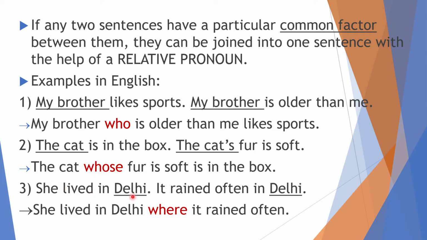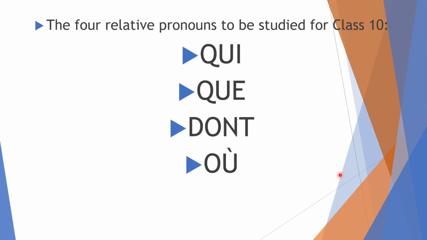Then, she lived in Delhi. It rained often in Delhi. Again, you're talking about Delhi here twice, right? In order to join it into one sentence, you can say she lived in Delhi where it rained often, or you can also say it rained often in Delhi where she lived, right? So the purpose of a relative pronoun is to join two sentences into one. Two sentences, not any two sentences which are talking about the same thing, which have one particular common factor in them.